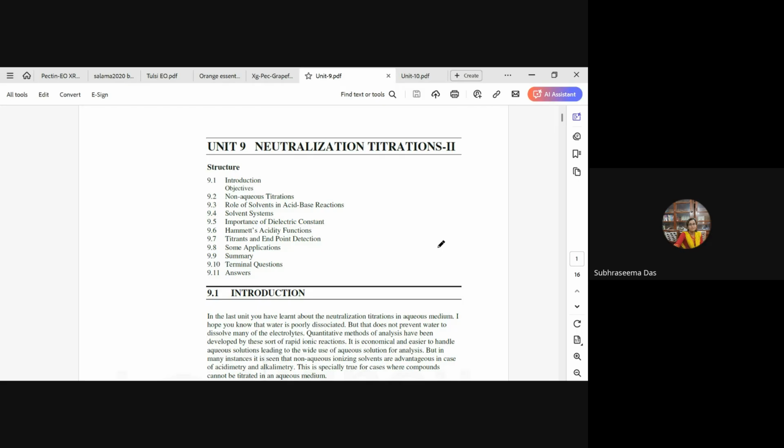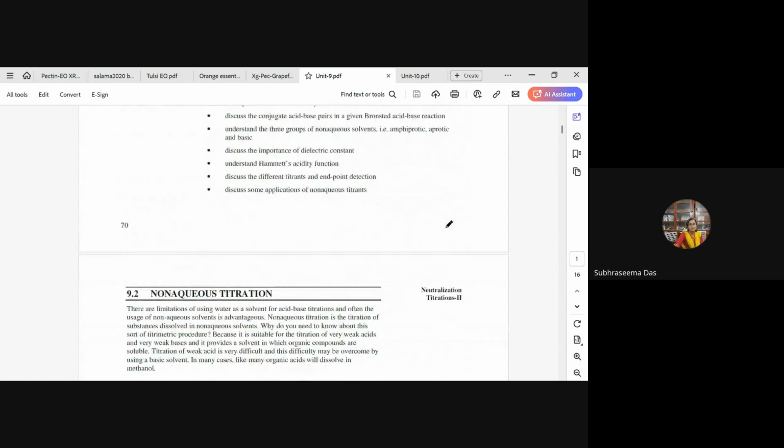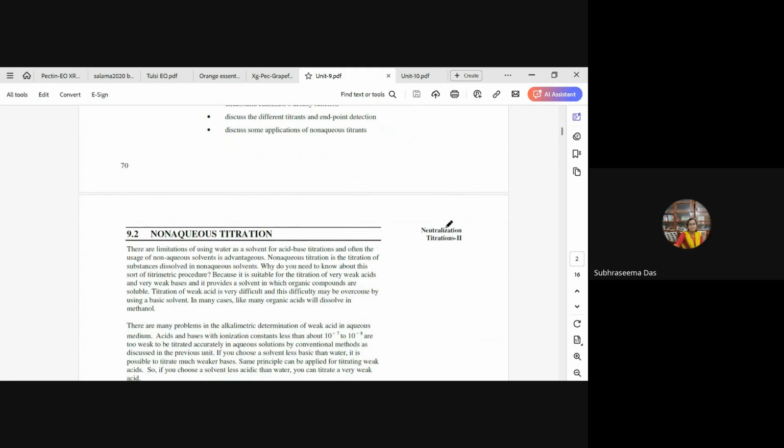So, today we will learn about neutralization titrations and the role of solvent. We will also talk about non-aqueous titrations, and why dielectric constant is important for such titrations. We will also learn about Hammett's acidity function and other applications of such titration. Before going to titration reactions, we will first understand why non-aqueous titration is essential for us.